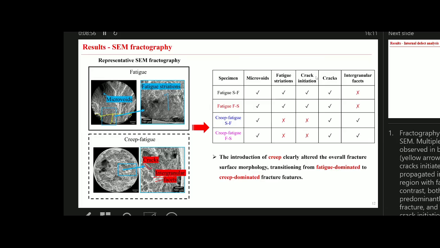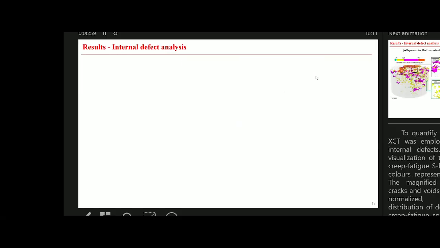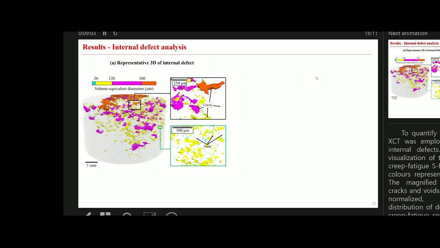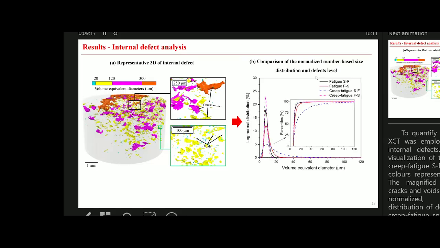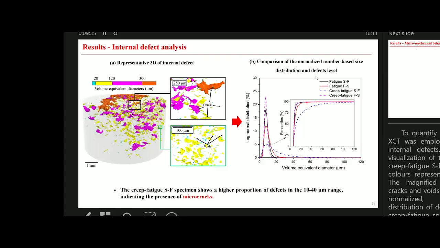And then we try to quantitatively analyze the defects inside the samples. So here we do the XCT, a representative result from the pre-fatigue SF specimen. Overall, the defects range from 0 to around 400 microns, and the two magnified views show two main types of defects inside the specimen. One is cracks and another one is voids. Then we use this normalized number-based size distribution to show the defects across the four samples. From the result, we can see that the blue dashed line, which represents the pre-fatigue SF specimen, shows a clear difference compared to other load waveforms. That means the pre-fatigue SF specimen has a higher proportion of defects in the 10 to 40 microns range and more presence of micro cracks. So this is all our inspections of our micro-scale experiments on the samples.